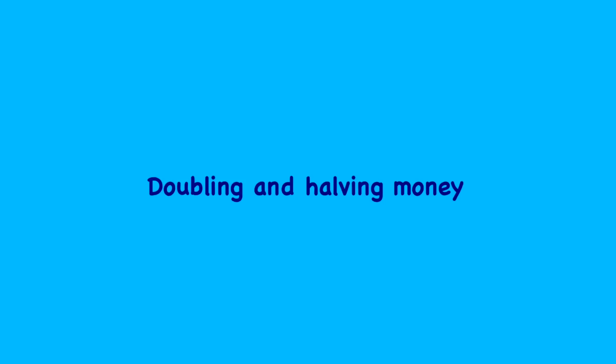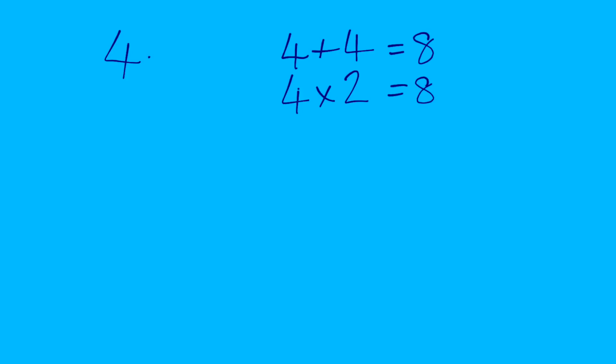Doubling and halving money. When we double a number, it's the same as adding the same number twice or timesing it by 2. So for example, if I have the number 4 and I want to double 4, it's like saying 4 plus 4 or 4 times 2. That's exactly the same thing. We're just either adding the same number twice or timesing that number by 2. They both give us the answer 8. So I know that double 4 is 8.